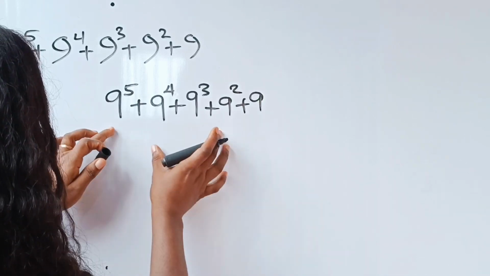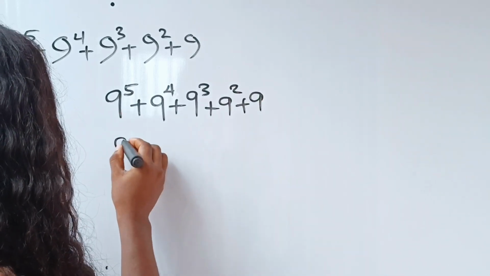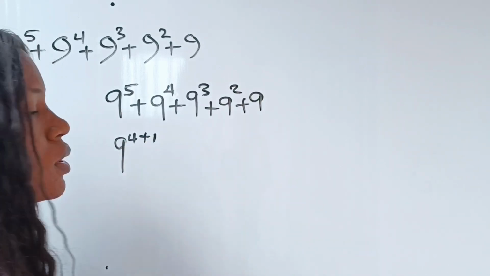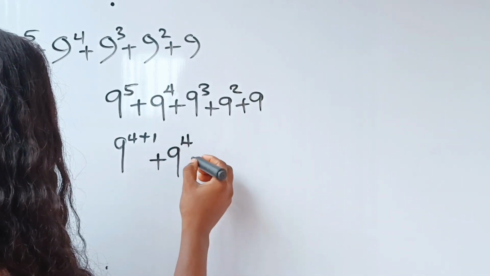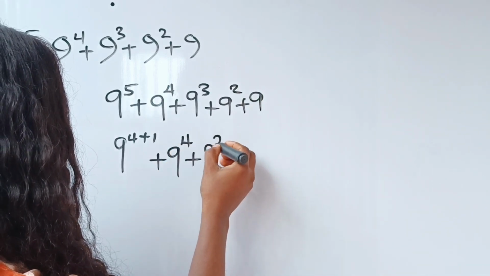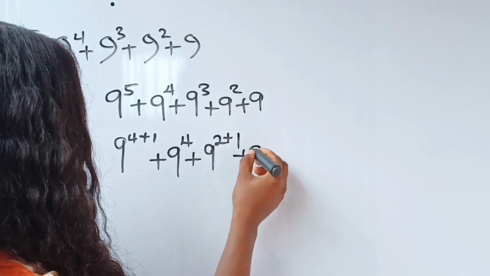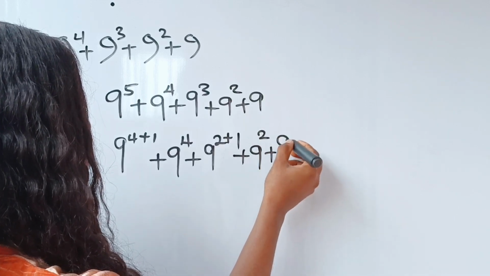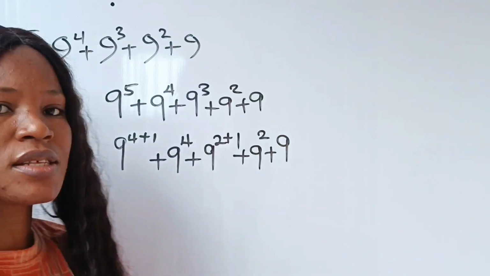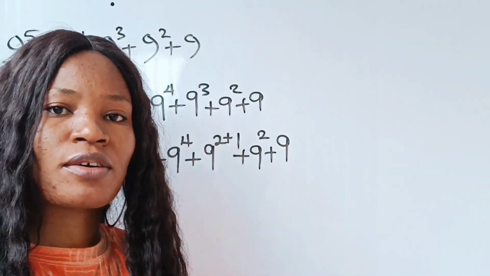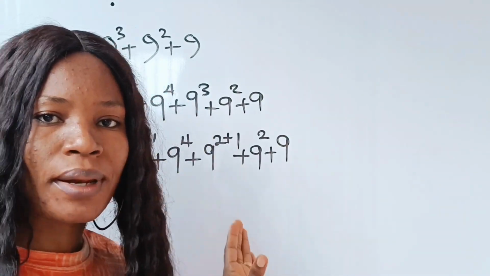First we need to write this as 9 to the power of 4 plus 1, plus 9 to the power of 4, plus 9 to the power of 2 plus 1, plus 9 to the power of 2, plus 9. Now, why are we doing this? So that we can get common factors that we can factorize to make this simpler.